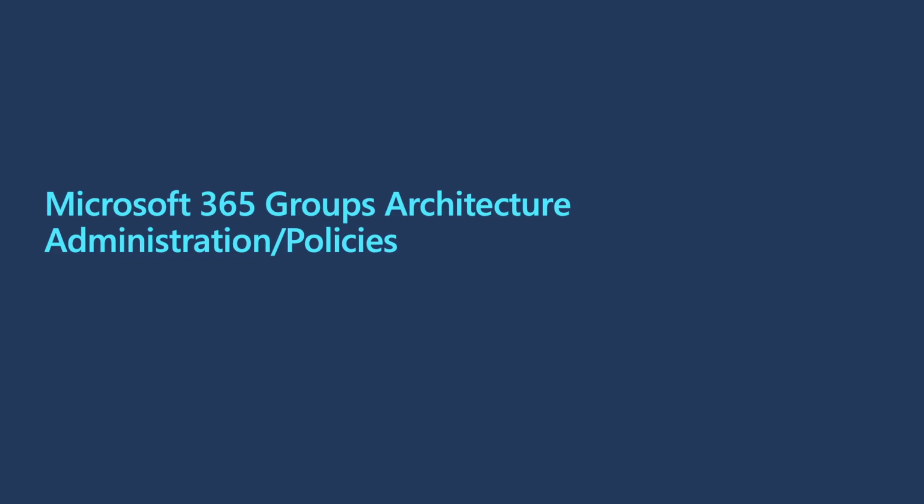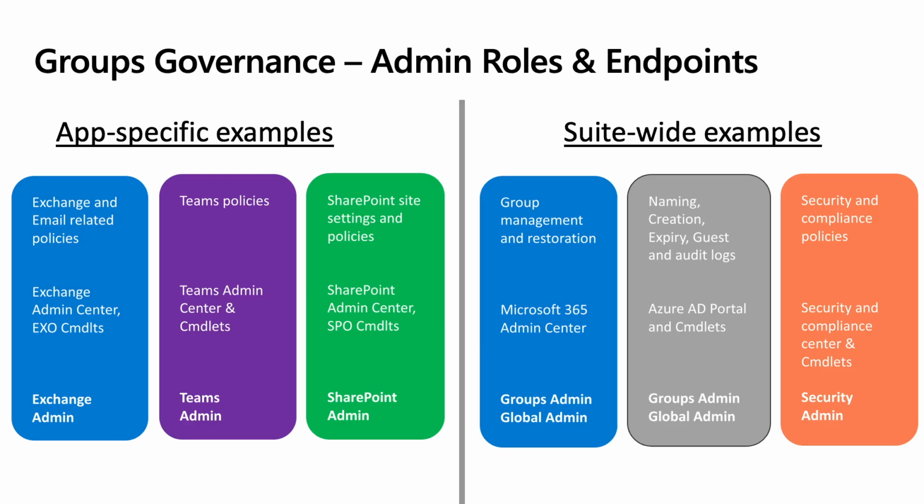So now let's talk about the fourth section, which is administrative policies. We did talk about the fact that we have different sets of policies, like say creation policy, expiry policy, naming policy. In this slide, we cover where these policies are created, how you as an admin can access these policies, and how they interact with the groups platform. We have mainly divided this slide into two components. First is what we call app-specific policies, and second is what we call suite-wide policies.